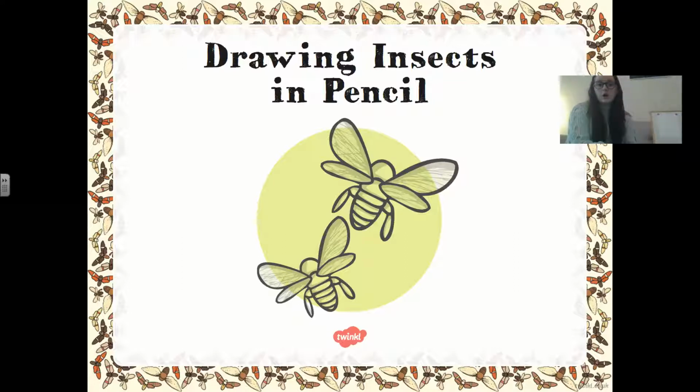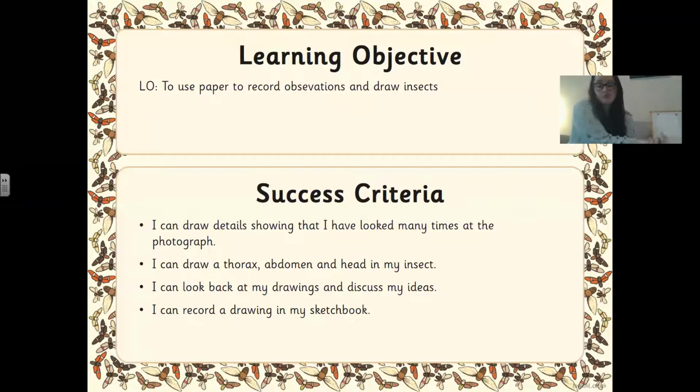So today in art, we are going to have a look at drawing insects in pencil. Now, our learning objective is to use paper to record observations and draw insects. So as we go through the PowerPoint, we'll be able to look in more detail at different insects. So the success criteria for today: to draw details showing that I've looked many times at the photograph. We've got photographs to look at.